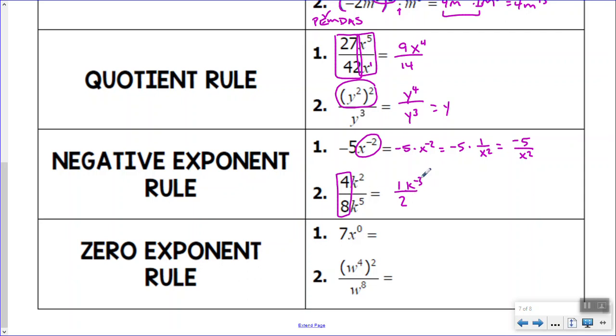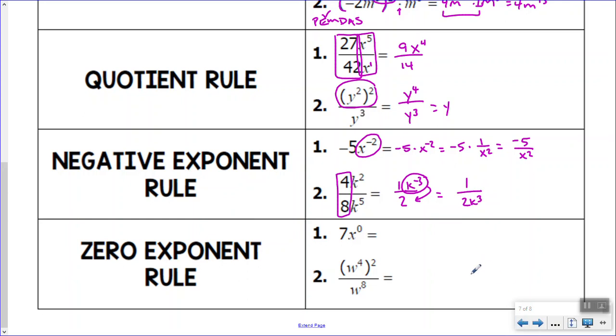Again, anytime we divide, our answer starts in the numerator. However, this negative exponent means that our answer is not simplified, so that k to the negative third will need to move down into the denominator to further simplify our expression. That leaves us with just 1 in the numerator and then 2k cubed in the denominator.